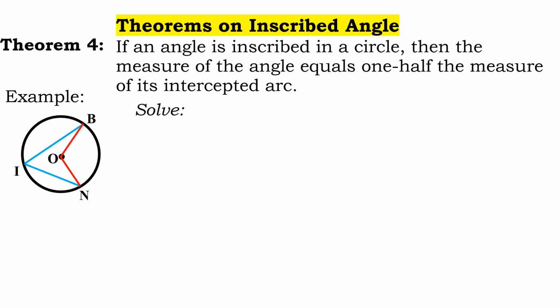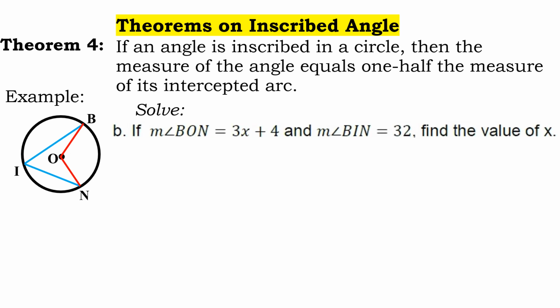Next, let us solve letter B. If the measure of angle BON is equal to 3x plus 4 and the measure of angle BIN is equal to 32, find the value of x. We know that 1/2 the measure of arc BN is equal to the measure of angle BIN because the intercepted arc of angle BIN is arc BN and angle BIN is an inscribed angle.